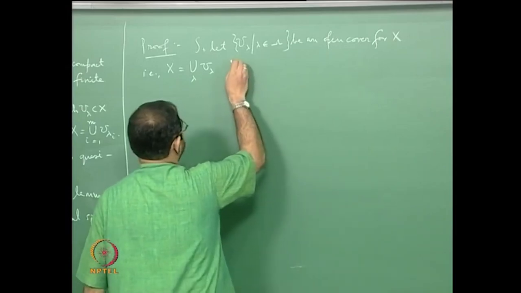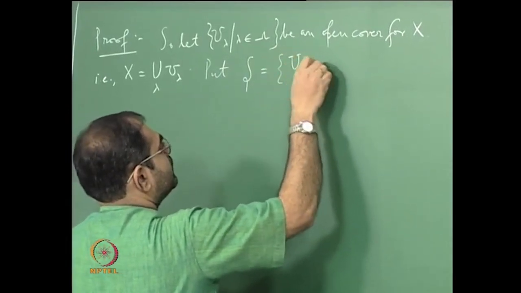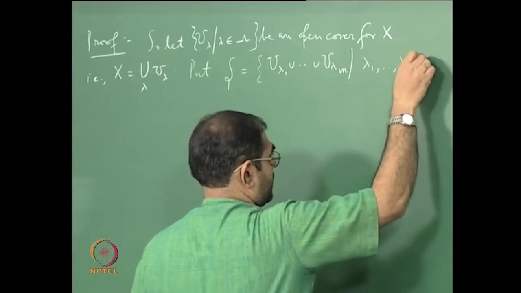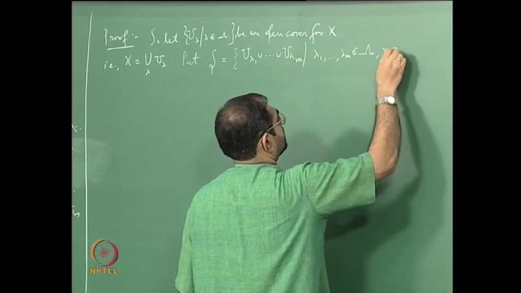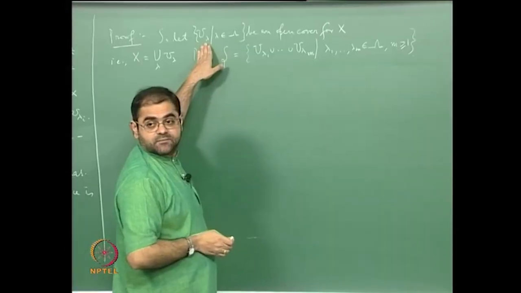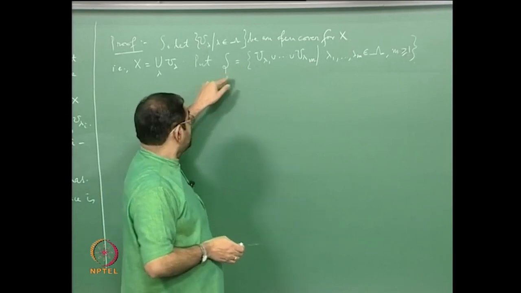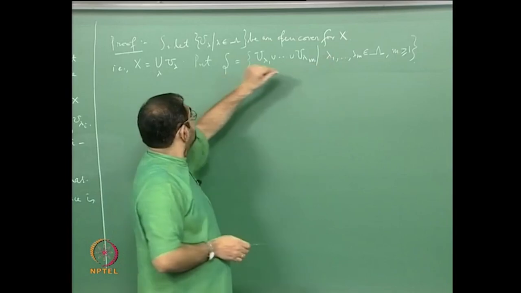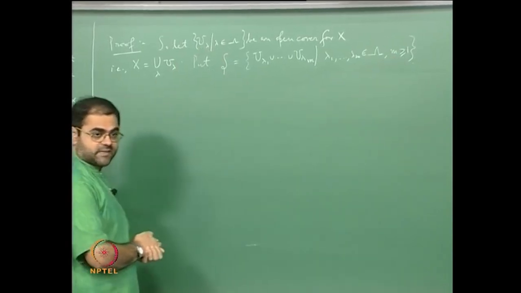So what I'm going to do is put script S to be the set of all U lambda 1 union ... union U lambda m, such that lambda 1 through lambda m are elements of capital Lambda, and m is an integer, m greater than or equal to 1. Take this collection. I am just taking finite unions from this collection and putting all these things together to get this family of subsets. Of course, this family of subsets is non-empty, because my X is a non-empty topological space and there is at least one open set, and that one open set will occur here. Small m could be 1, in which case even the singletons are there.